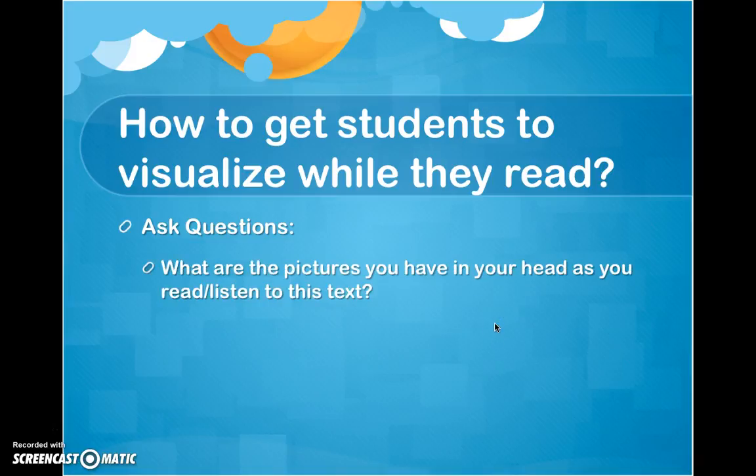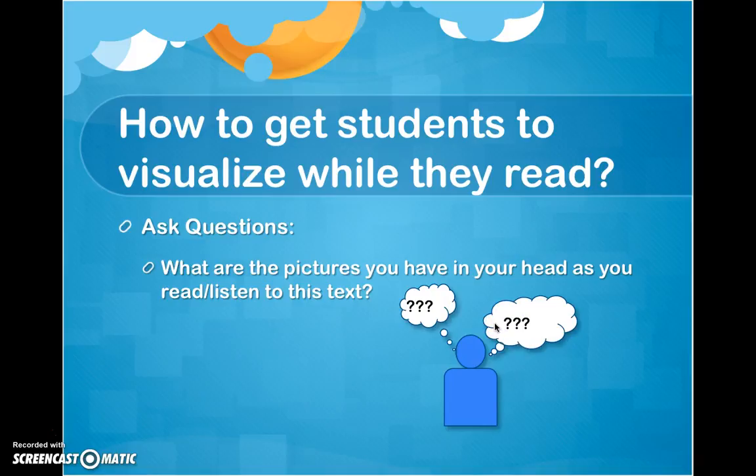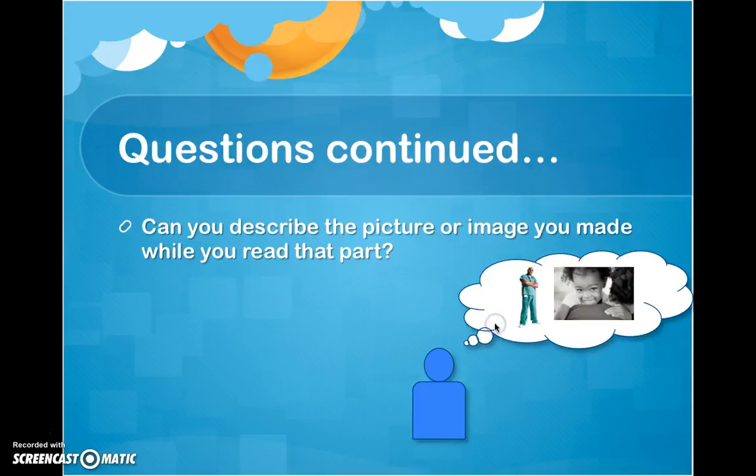For example, you might ask students, what are the pictures you have in your head as you read and listen to this text? And they'll be thinking about what pictures are coming to their minds. Another question you can ask is, can you describe the picture or image you made while you read that part of the story?